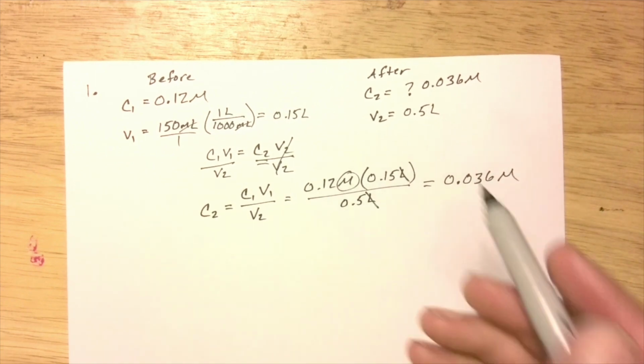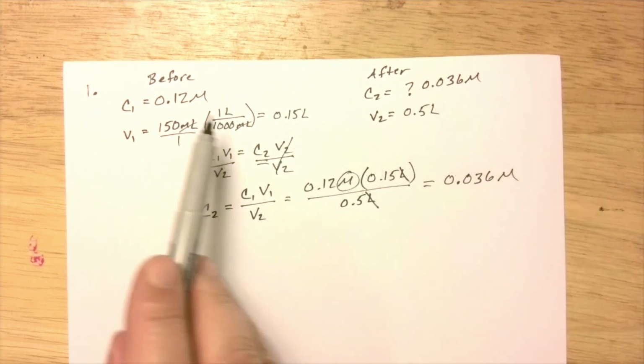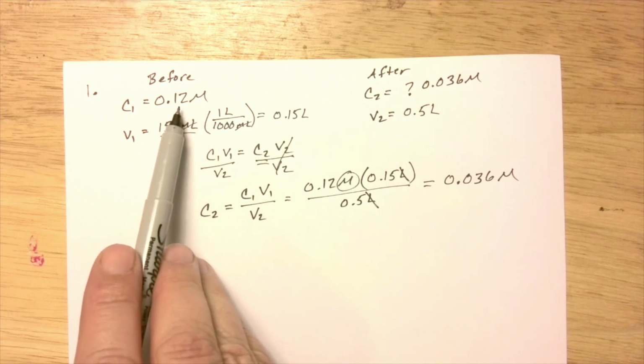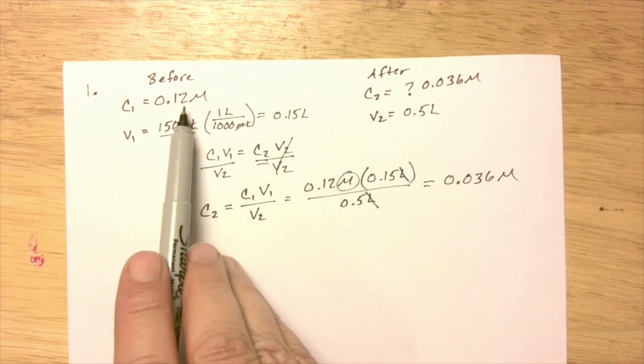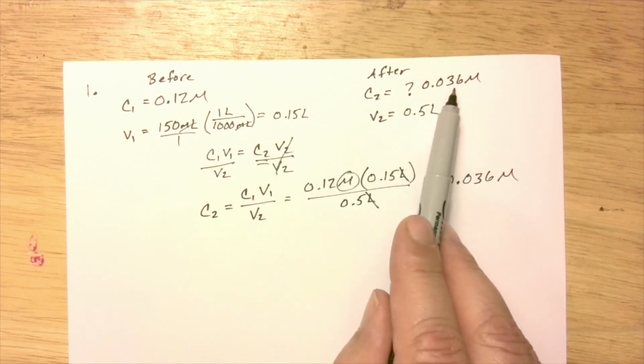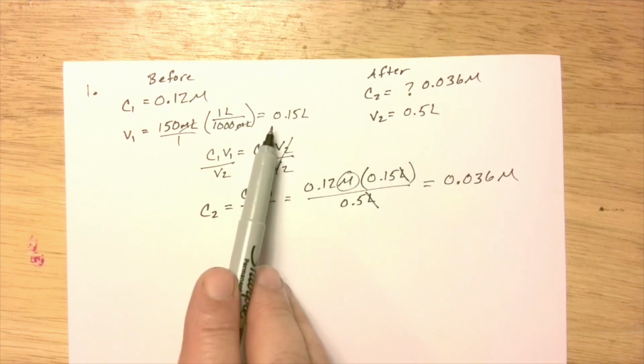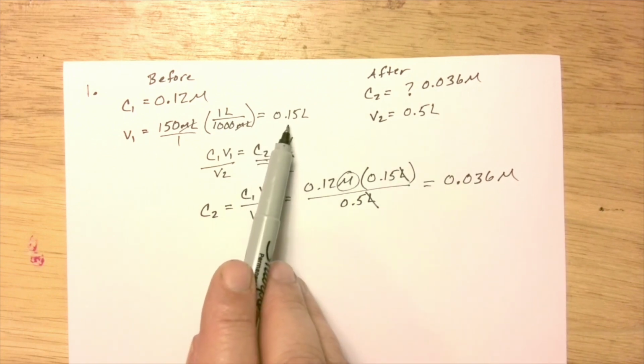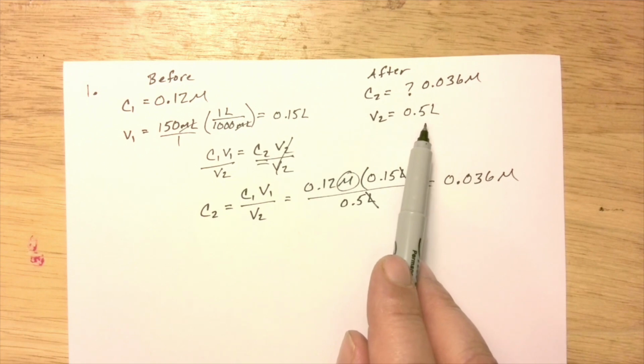All right, so again, just double check. The concentration should always get less. So you went from 0.12 to 0.036. So that's what happened there. And the volume should always get larger, 0.15 to 0.5. So the volume ended up getting larger in the process.